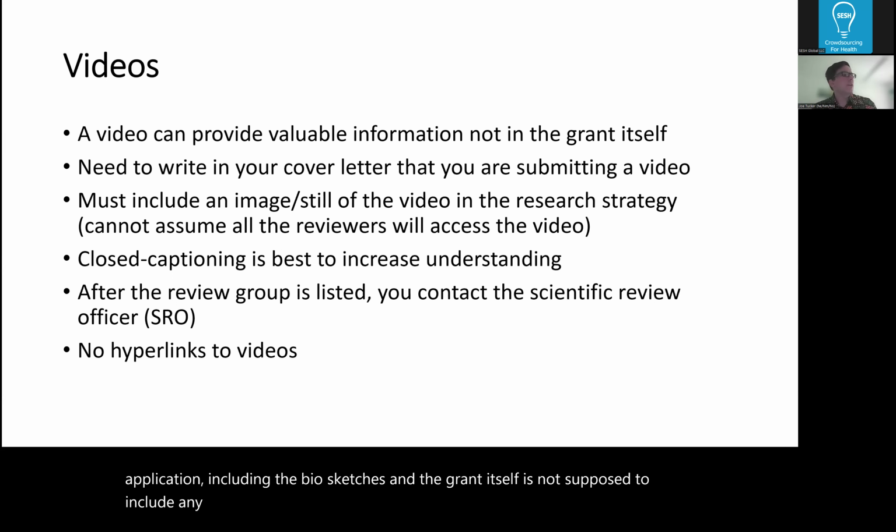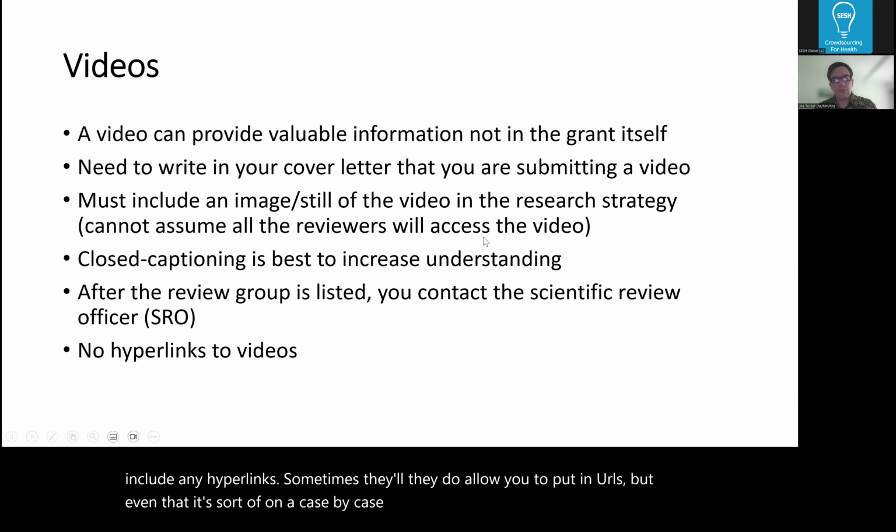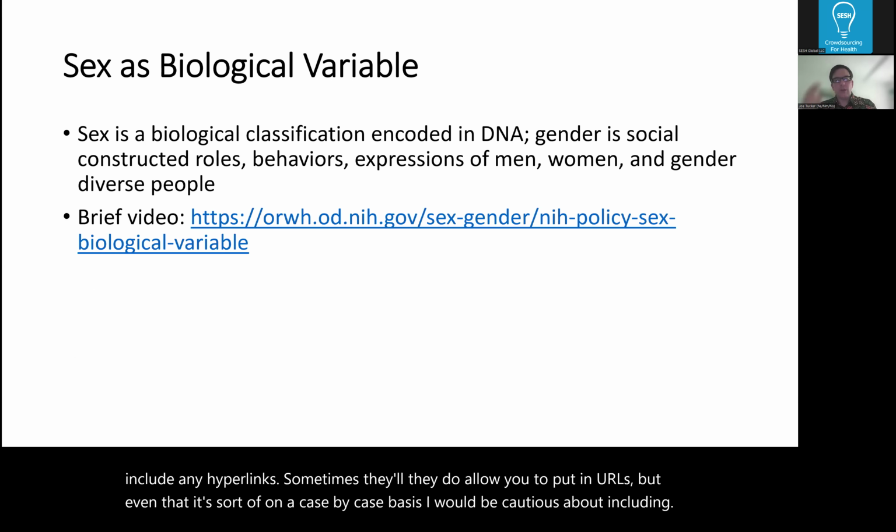Sometimes they do allow you to put in URLs, but even that, it's sort of on a case-by-case basis. I would be cautious about including URLs.